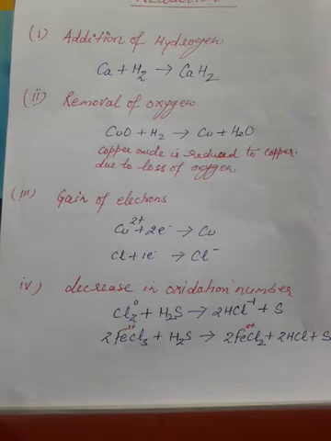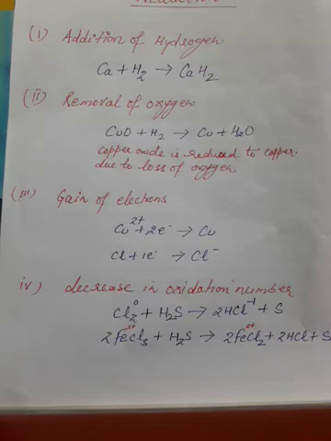The process of reduction can be explained in different ways, like addition of hydrogen, removal of oxygen, gain of electron, and the last one, decrease in oxidation number. So one by one we will discuss each and every one with the help of different examples. So let's start with definition number 1.